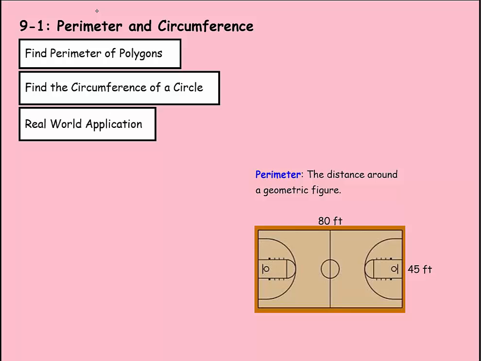We're on lesson 1 of chapter 9, which we're going to focus on perimeter and circumference. So first we're going to find perimeter of polygons, then we're going to find the circumference of a circle, and then we're going to solve a real-world application.